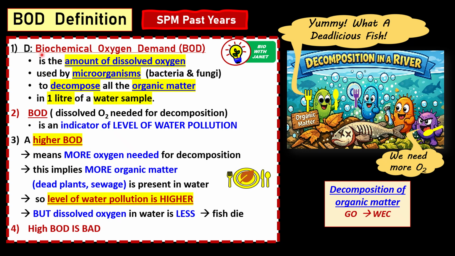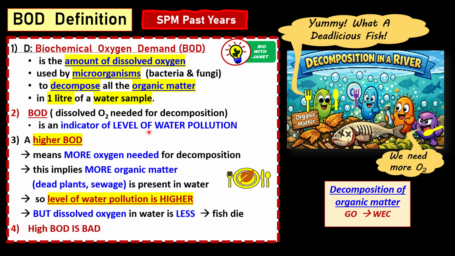Now, BOD is biochemical oxygen demand. It is the amount of dissolved oxygen in the water needed and used by microorganisms such as bacteria and fungi, which are decomposers, to decompose or break down all the dead organic matter, such as dead leaves, dead bodies of animals, and even animal waste products, in 1 liter of a water sample. It can be water from the river or pond or well, or even just tap water or distilled water. You can find out the BOD.